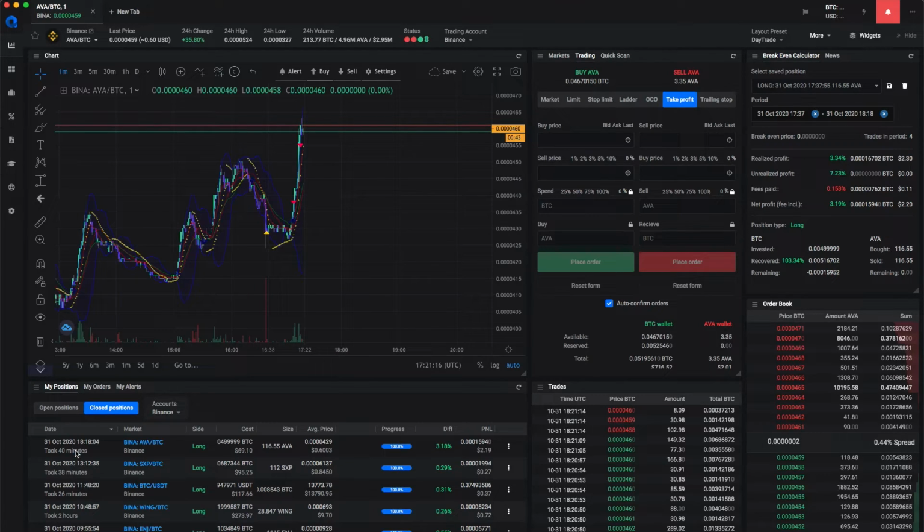Now we're constantly improving Altrady, and soon you will be able to combine these take profit orders and trailing stop orders more easily into a single position. We will call them the smart positions.